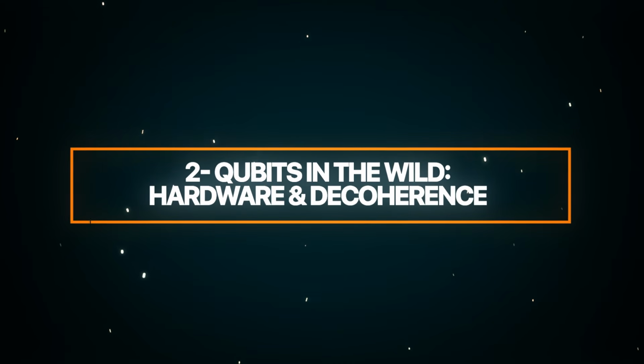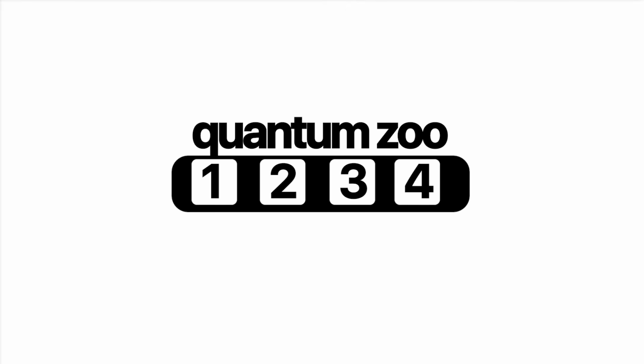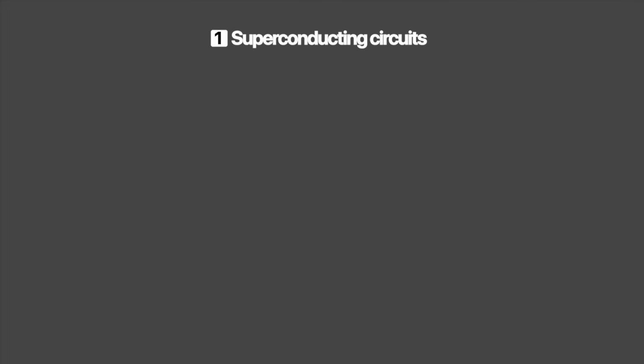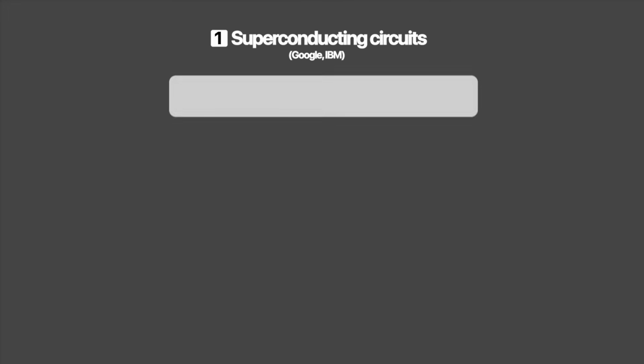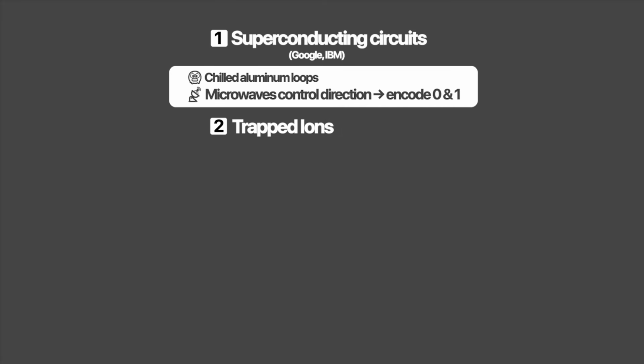2. Qubits in the wild: hardware and decoherence. Magical math is nice until you try to build it. Today's quantum zoo comes in 4 flagship species: superconducting circuits, Google, IBM, aluminum loops chilled to 15 millikelvin, microwave pulses nudge current clockwise or anti-clockwise encoding 0 and 1.